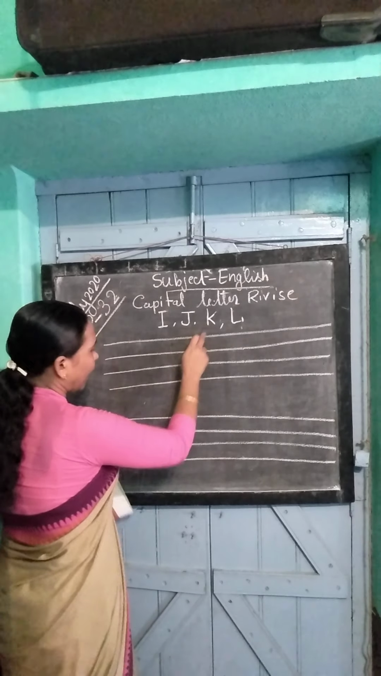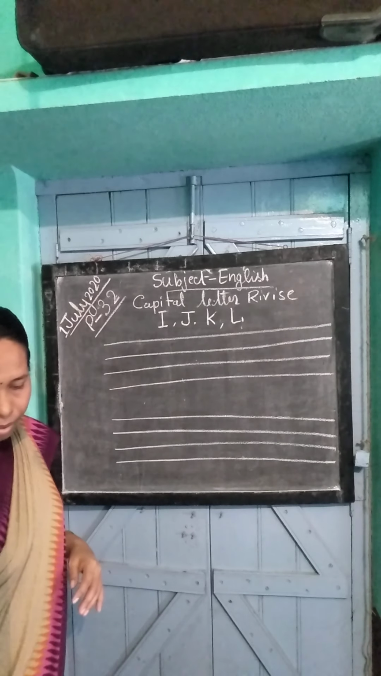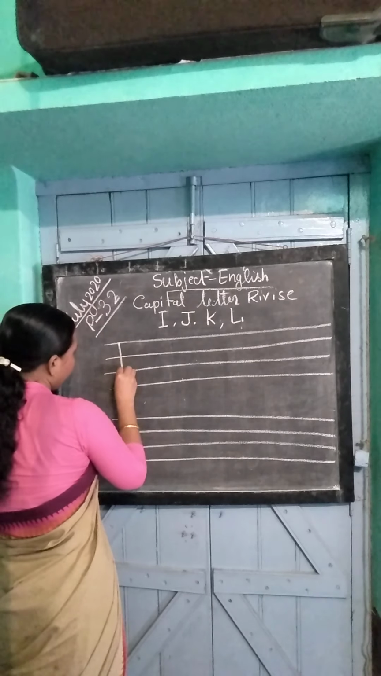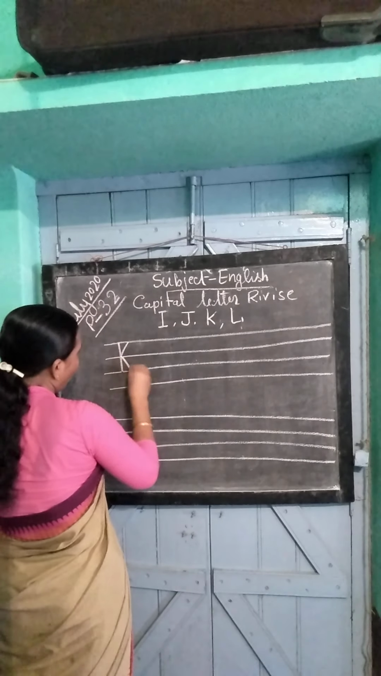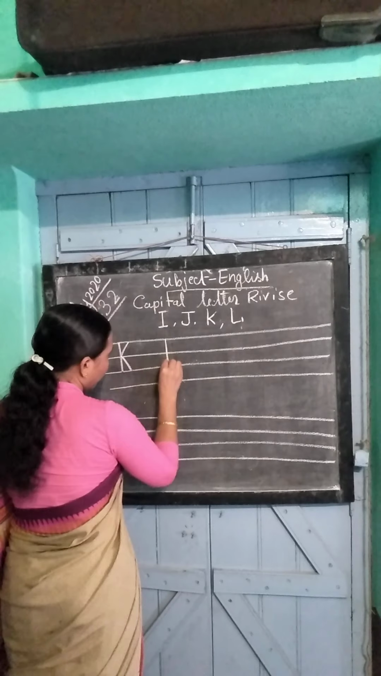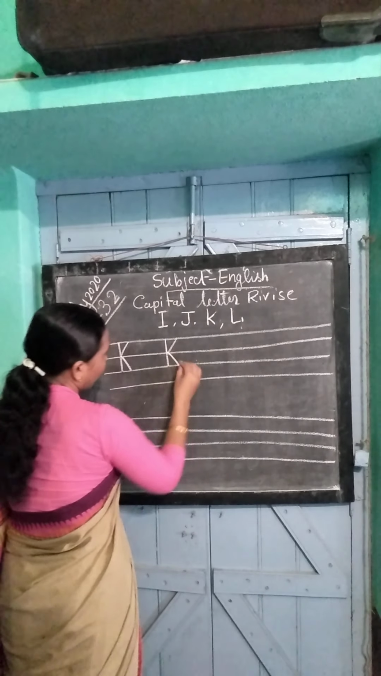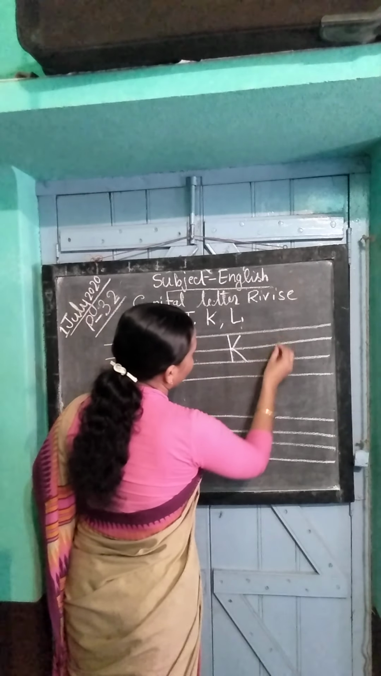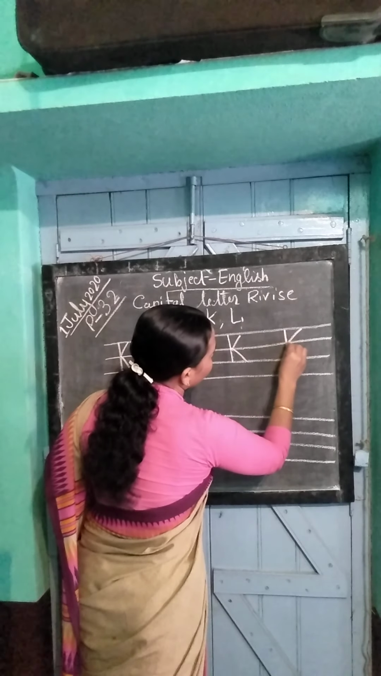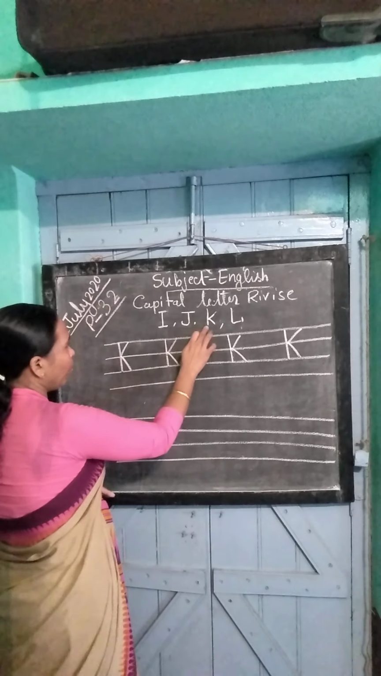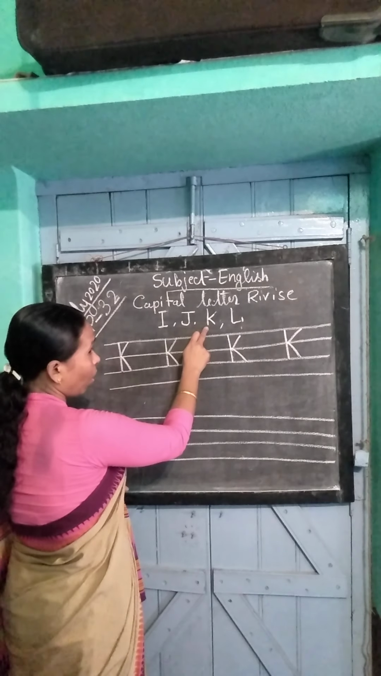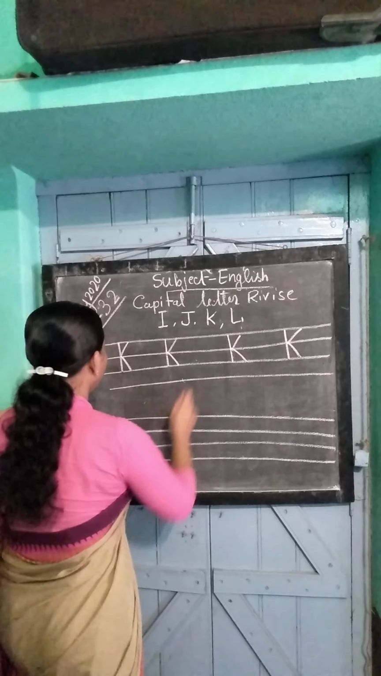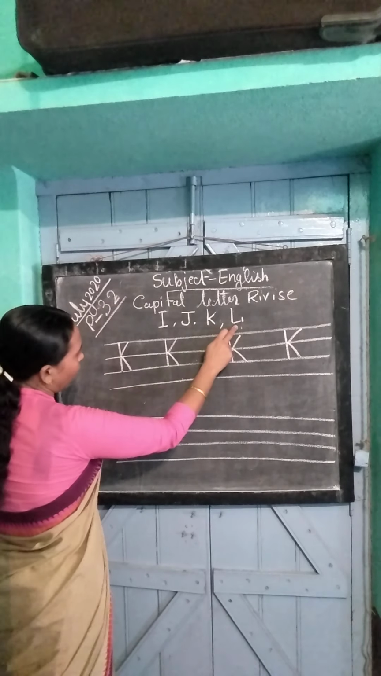Write now K. What we will write? K. K for kite. K for kangaroo. K for key. K for kangaroo. K for kite. Then L. Right.